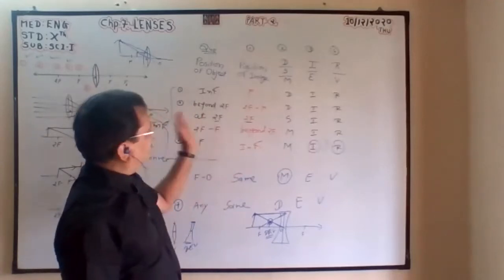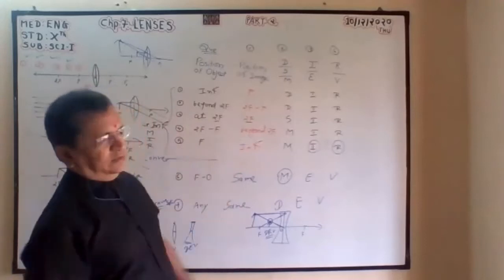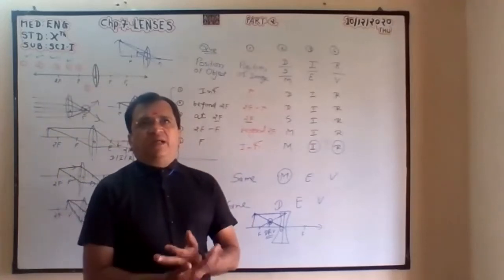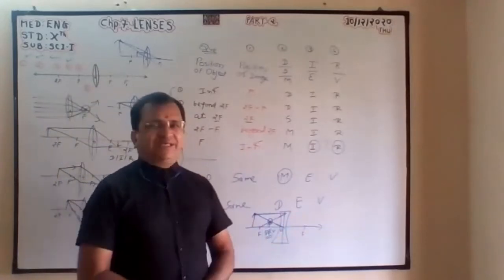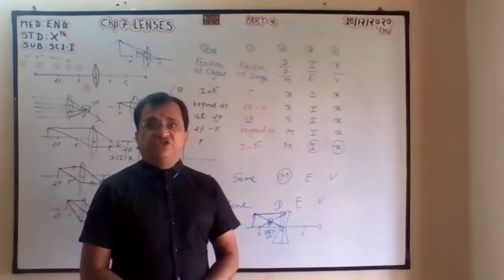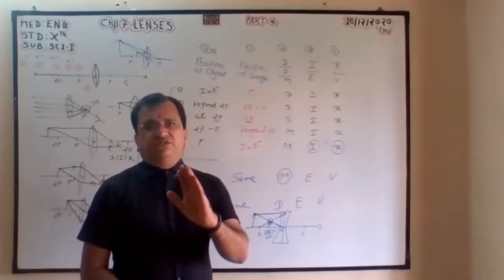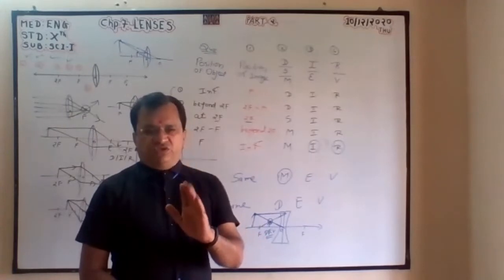Till here the 5 are on the opposite side. Secondly, for the concave lens, always the same side, and there you have to remember diminished, erect, virtual.